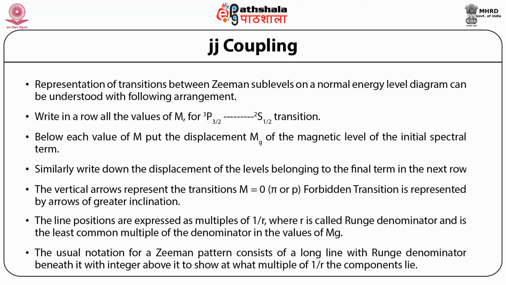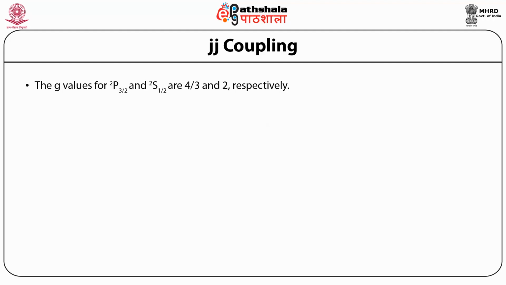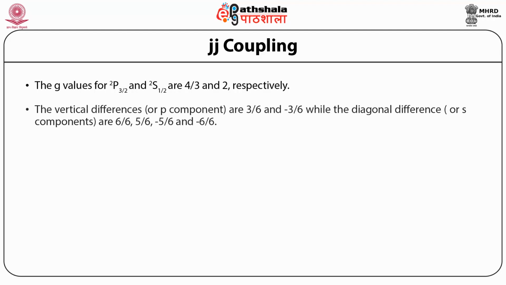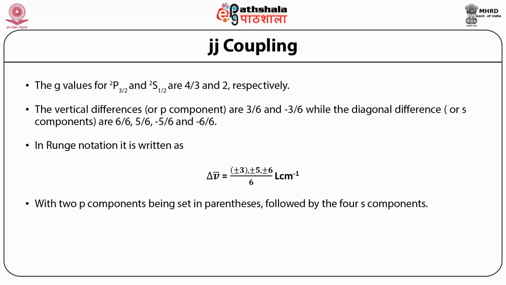The table demonstrates the procedure for obtaining the Zeeman pattern for the 2P3/2 to 2S1/2 transition. The g values for 2P3/2 and 2S1/2 are 4/3 and 2 respectively. The vertical differences, the P components, are 3/6 and minus 3/6, while the diagonal differences, the S components, are 6/6, 5/6, minus 5/6 and minus 6/6. In Runge notation, it is written as delta nu bar equals plus minus 3, plus minus 5, plus minus 6, divided by 6, times L centimeter inverse, with the 2 P components set in parentheses followed by the 4 S components.